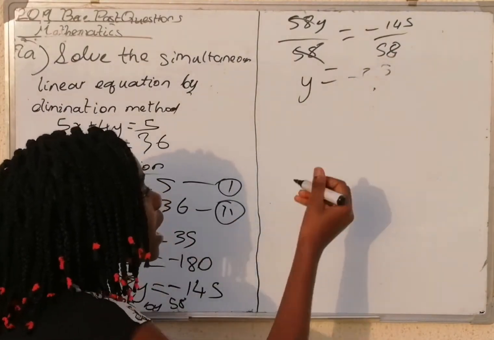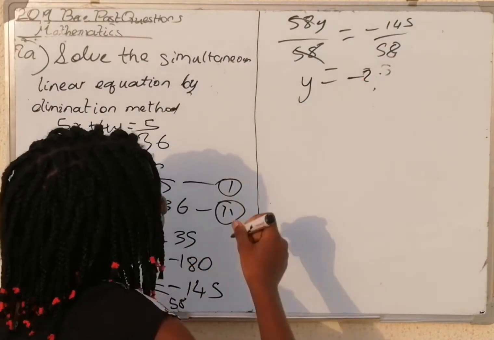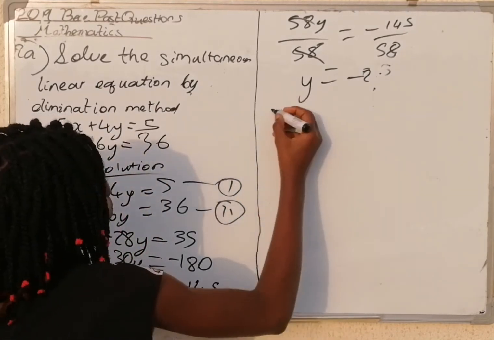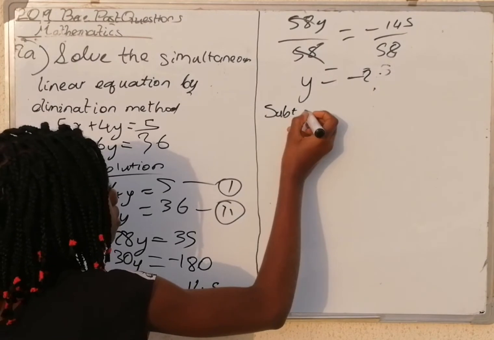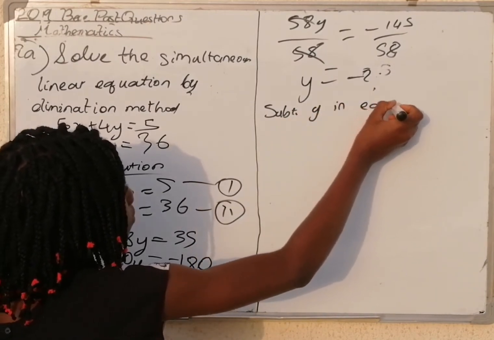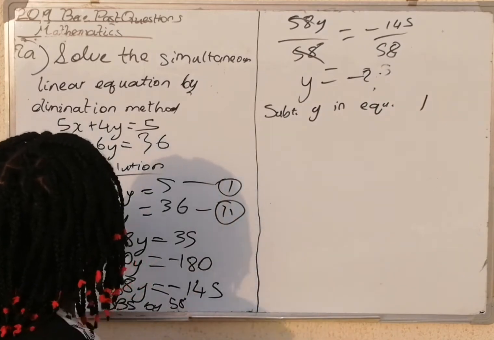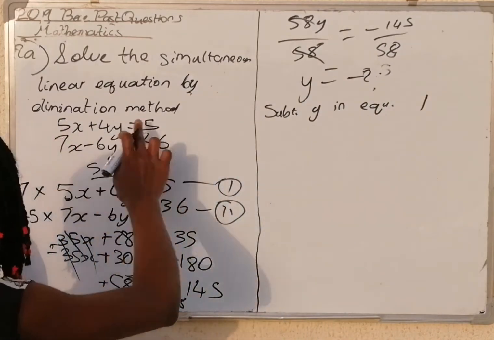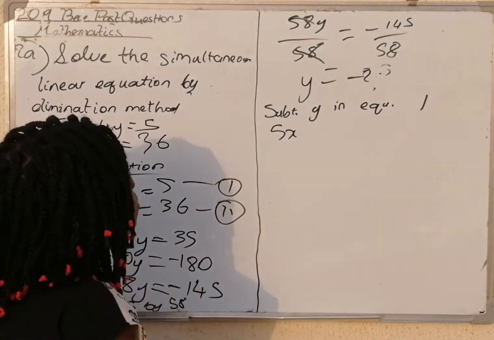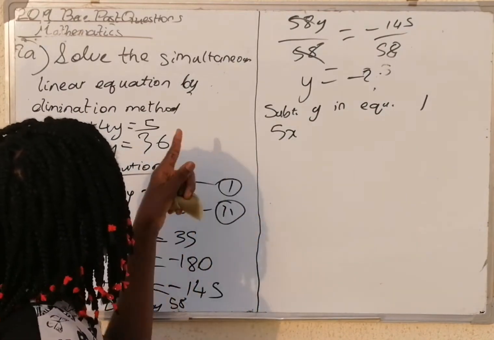Sorry, we don't actually need to clean this. My mistake. Minus 2.5. So we substitute it in equation 1. So substitute y in equation 1. It means that anywhere we find y, we write the value of this.